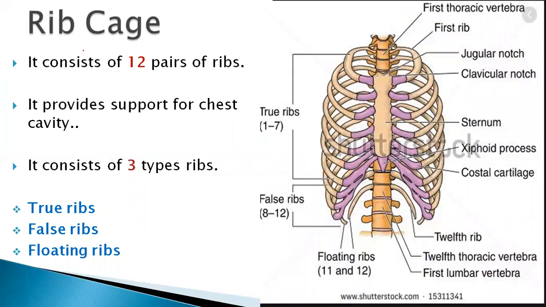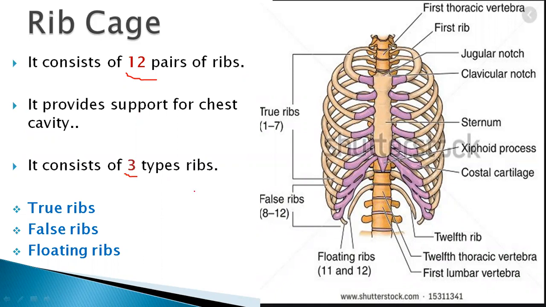Then we'll see the rib cage. We know that we have 12 pairs of ribs, and it is a cage because all the very soft parts are present here, the heart and lungs, and it is the protection for them. It also allows for the movement of the heart, and for inflation and deflation. So there are 12 pairs of ribs, and they provide support for the chest cavity, and there are 3 types of ribs.